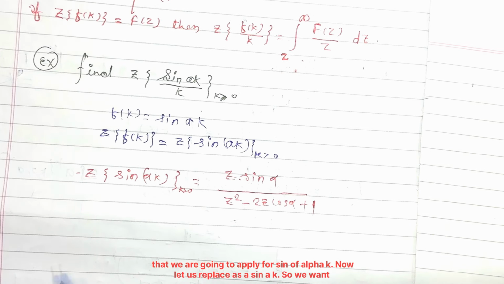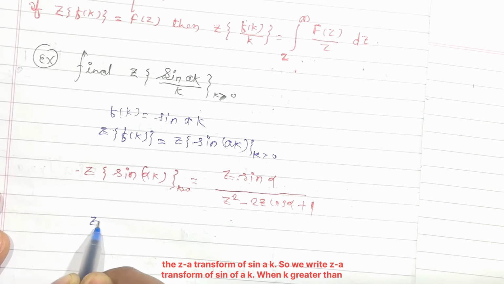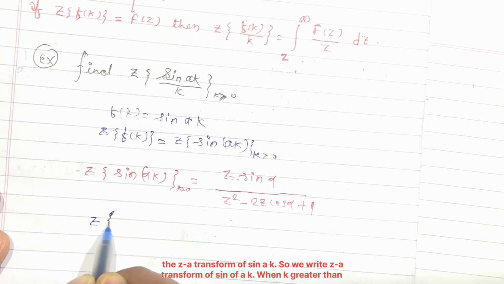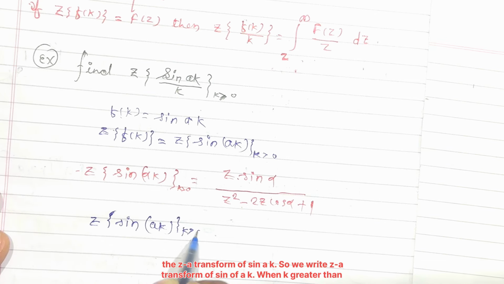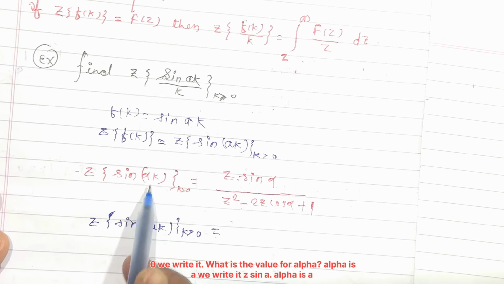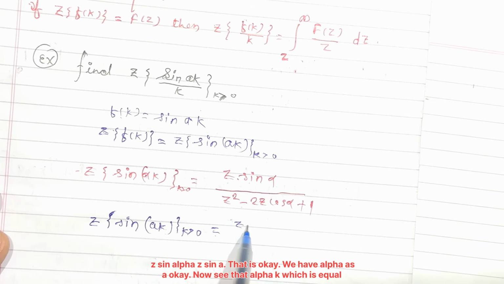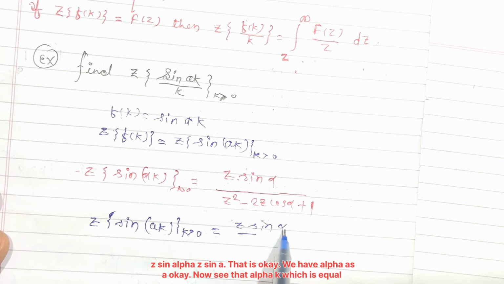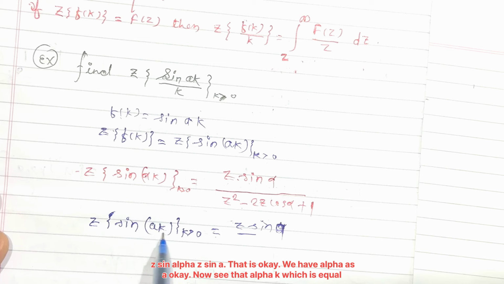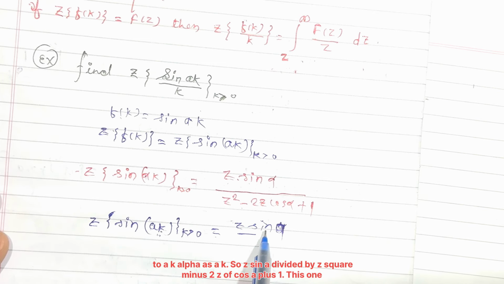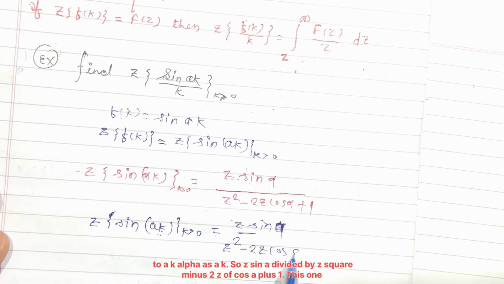Now let's replace it with sine ak. We want the Z transform of sine of ak, when k is greater than 0. Here alpha is a, so alpha k is ak. So the Z transform is z sine a divided by z squared minus 2z cos a plus 1.